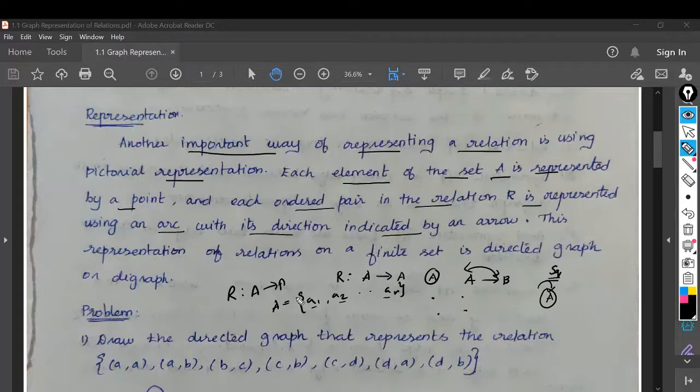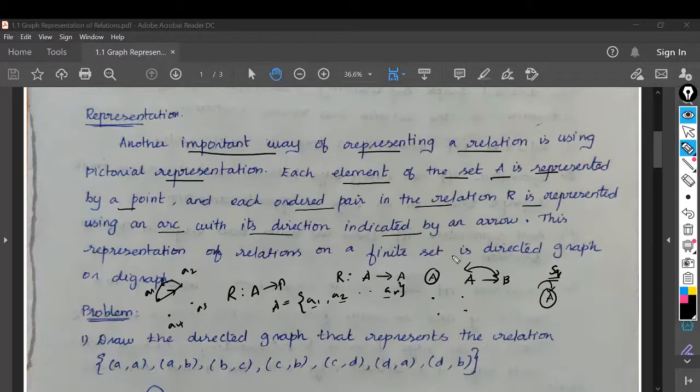So for example, let these be A1, A2, A3 and A4. If A1 comma A2 is a part of the relation, then I'll draw an arc like this. If A2 comma A1 is also a part of my relation, then I'll draw an arc like this. So this way you can represent your relation by means of a graph. This representation of a relation on a finite set is a directed graph or a digraph. Only by means of a directed graph can we represent it. So this is the theory part of digraphs, or the representation of a relation by means of a graph.